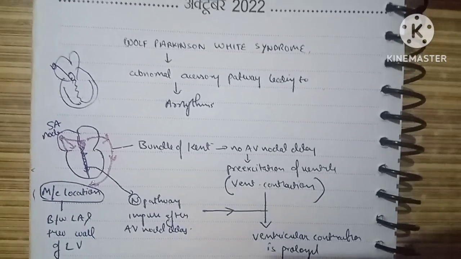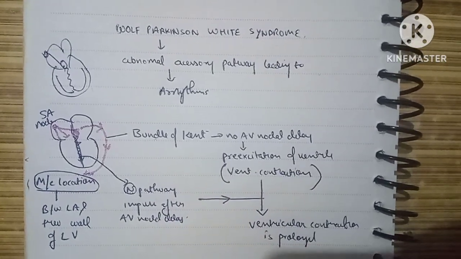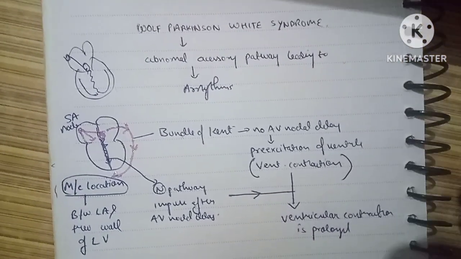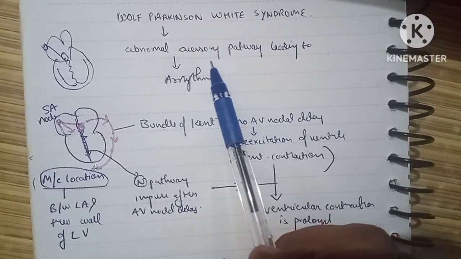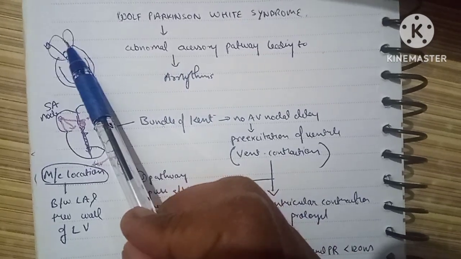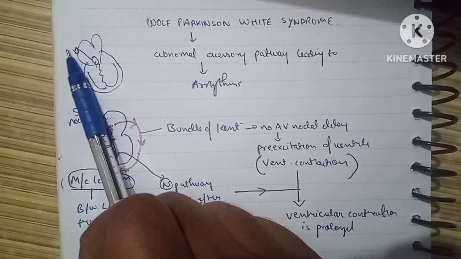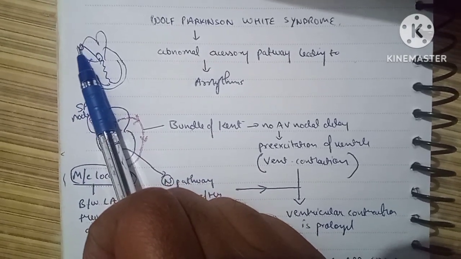Hello everyone. So this video is about Wolff-Parkinson-White syndrome, also known as WPW syndrome. The syndrome is characterized by an accessory pathway that connects our atria to the ventricle. A normal atrial impulse leading to a ventricular contraction starts from the SA node.